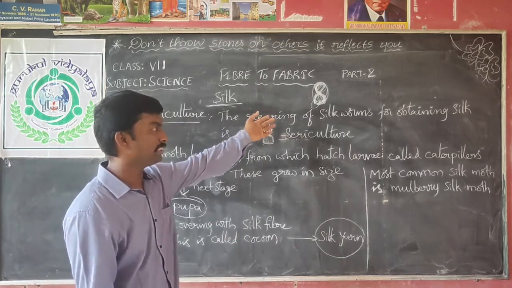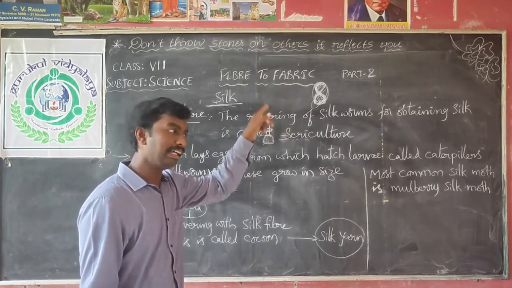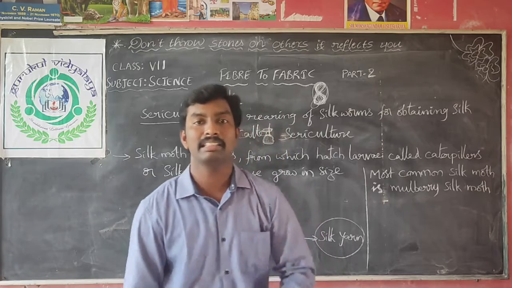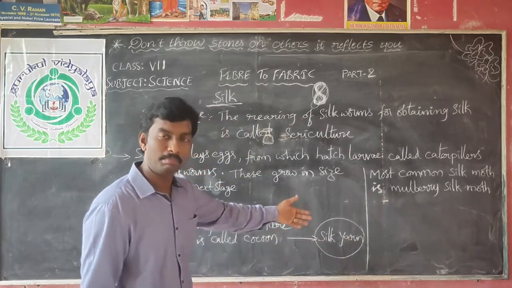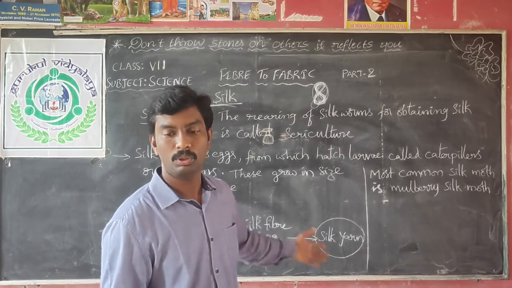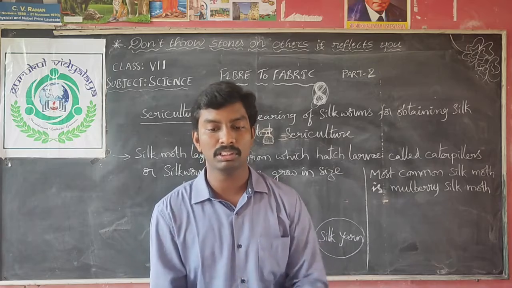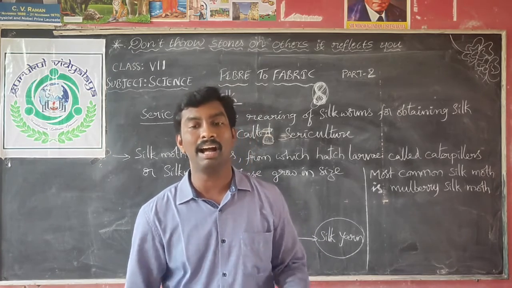We already discussed previously how the silkworm moves its head. While moving the head in the form of an 8, it will secrete the silk fiber called silk. In the form of cocoons they will obtain it. After those cocoons, they will develop them into yarn.